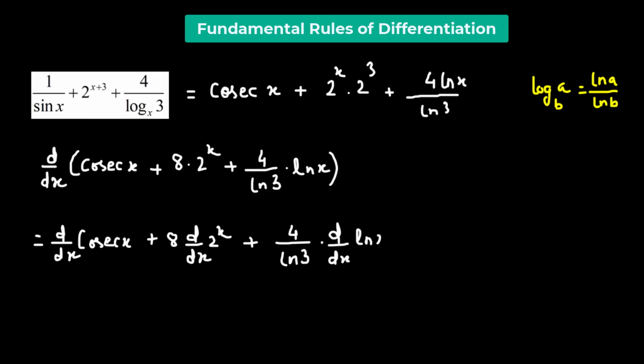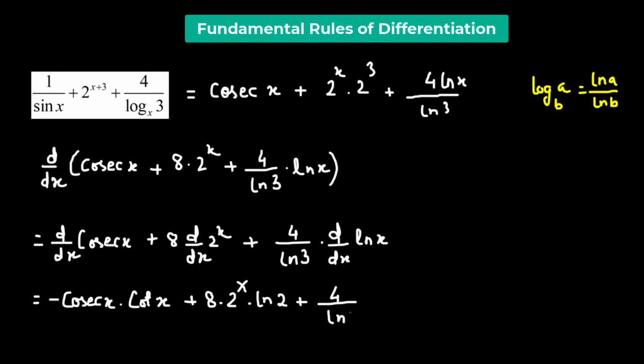the logarithm of x, which will be equal to: the derivative of the cosec function is simply negative cosec x times cotangent of x, plus 8 times the derivative of 2 raised to the power of x. That will be 2 raised to the power of x times the natural log of 2, plus 4 over log of 3 times the derivative of the natural log of x, which is simply 1 over x. So this is going to be the derivative of our given function. Let's move on to the next question.